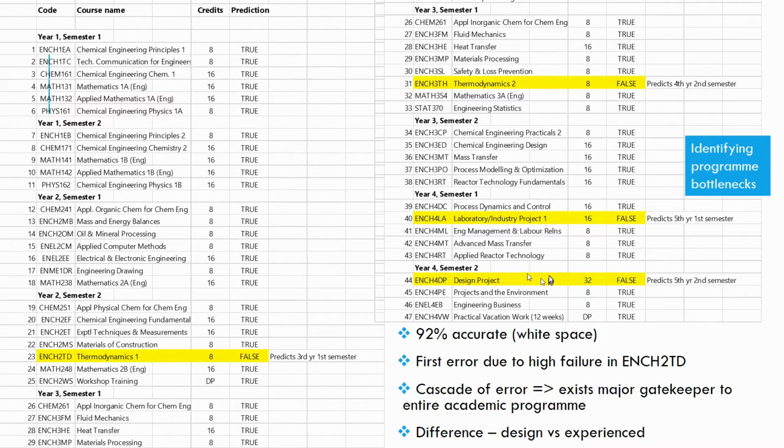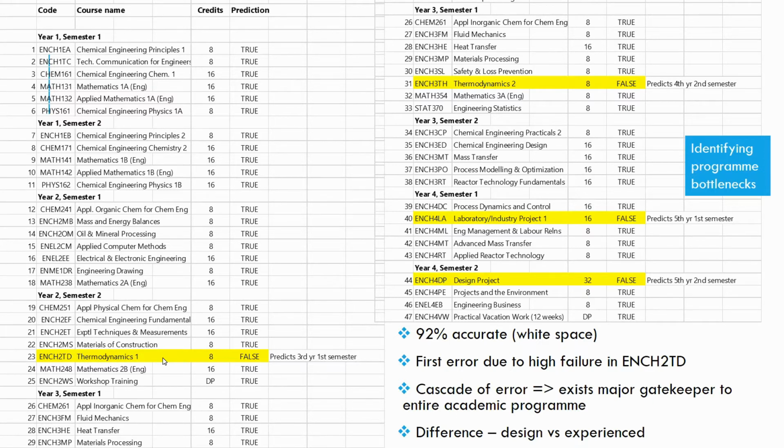These seeming 5th year courses are only attempted then because they are prerequisited by this course, which is only taken in the 4th year. And we find it's only taken then because this is in fact prerequisited by this course, which has such a high failure rate that it's only ever attempted in the 3rd year of study. So these 4 errors are really just one error and one bottleneck.